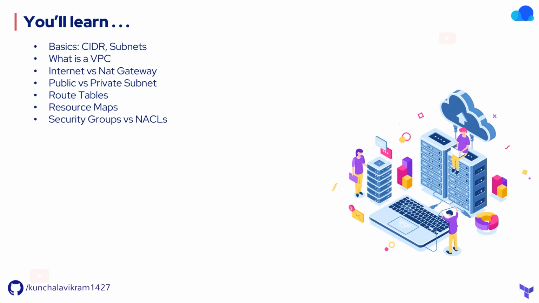The resource map is not an object in a VPC. It is just a map of all the resources that are part of a VPC, so we'll see that in the console. And then finally we'll understand the difference between security groups and network access control lists, NACLs.